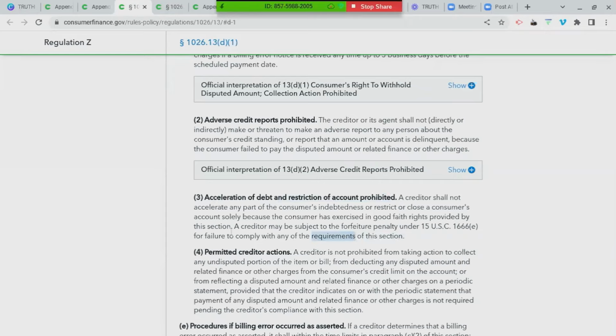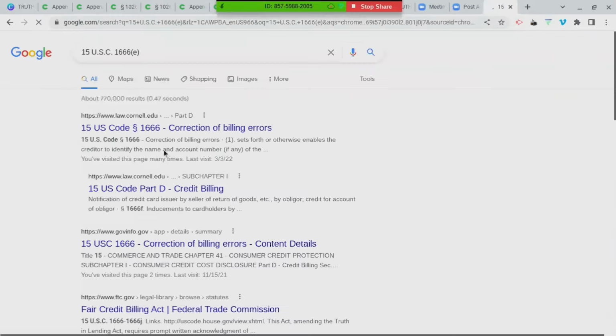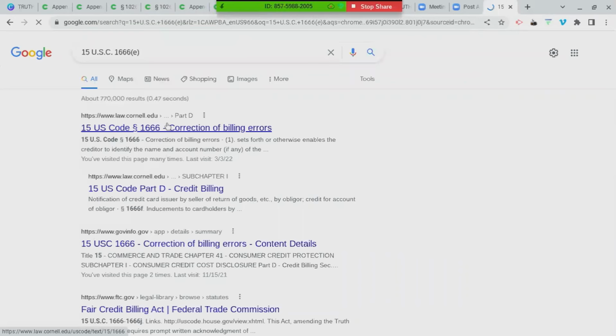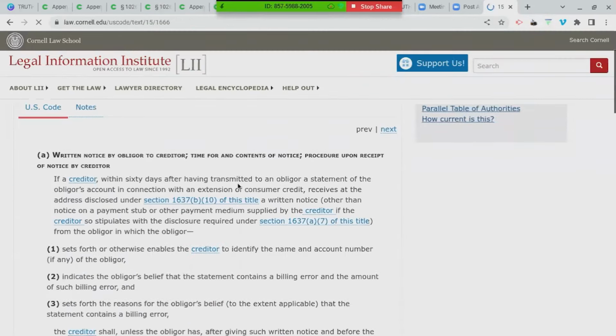So what does it say now? A creditor may be subject to forfeiture penalty under 15 USC 1666e for failing to comply. So they failed to comply with a few requirements of the section. So now they're liable to you. That's it. Don't overthink it. Now they're liable to you. So correction of billing error. Now they're liable to you.